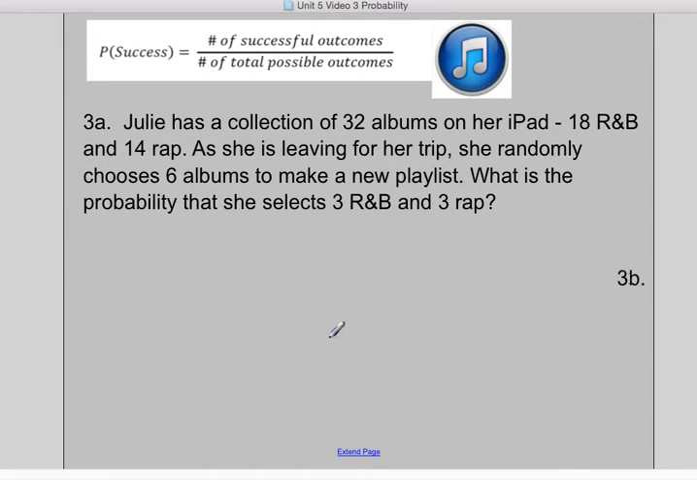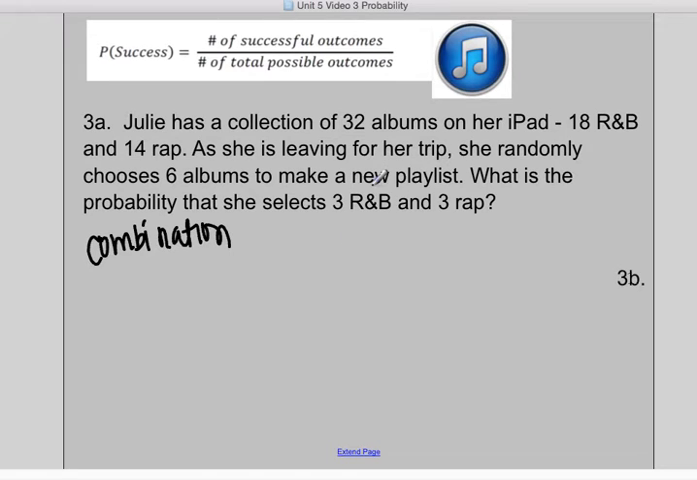Example 3. Julie has a collection of 32 albums on her iPad: 18 R&B and 14 rap. As she is leaving for her trip, she randomly chooses 6 albums to make a new playlist. What is the probability she selects 3 R&B and 3 rap? This one I would want to know, is it a permutation or a combination? Well, we're picking albums, we're not putting them in order, so this one's a combination. So I know it's a combination.